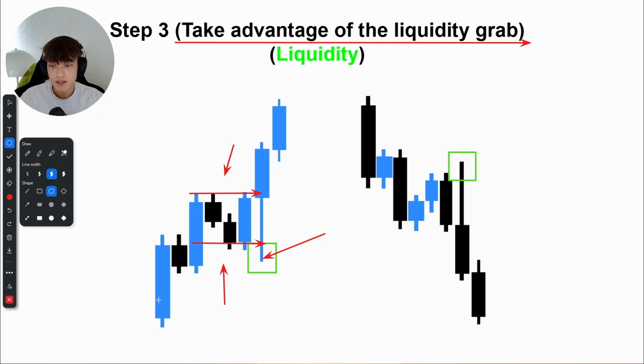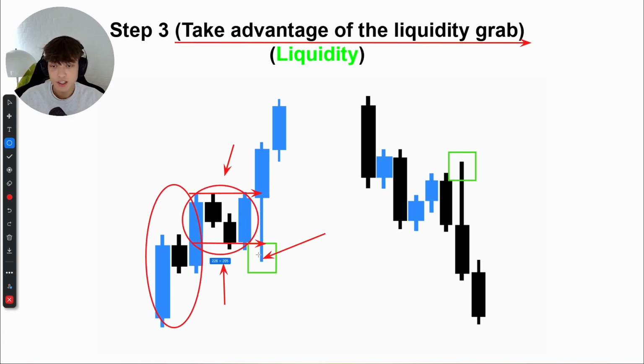Remember, this right here is the continuation. This right here is the consolidation where price is moving sideways. Let's make it orange. And this right here is the liquidity grab, right? What comes after the liquidity grab? The continuation again. I know there's so many drawings now on these candles, but trust me, it will make sense very soon, okay? But we want to take advantage of the continuation post liquidity grab, okay?